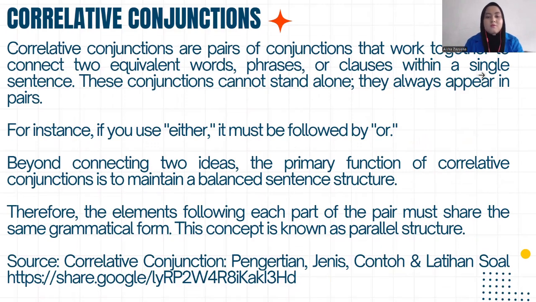For instance, if you use "either," it must be followed by "or." Beyond connecting two ideas, the primary function of correlative conjunctions is to maintain a balanced sentence structure. Therefore, the elements from each part of the pair must share the same grammatical form. This concept is known as parallel structure.